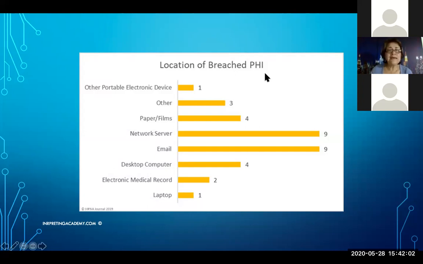So we can see here the location of PHI breaches. The biggest line, number 9, is network server and email. If you are receiving your assignments by email, what measures do you have to keep that information safe? Desktop computer, 4, laptop, 1, and so on.